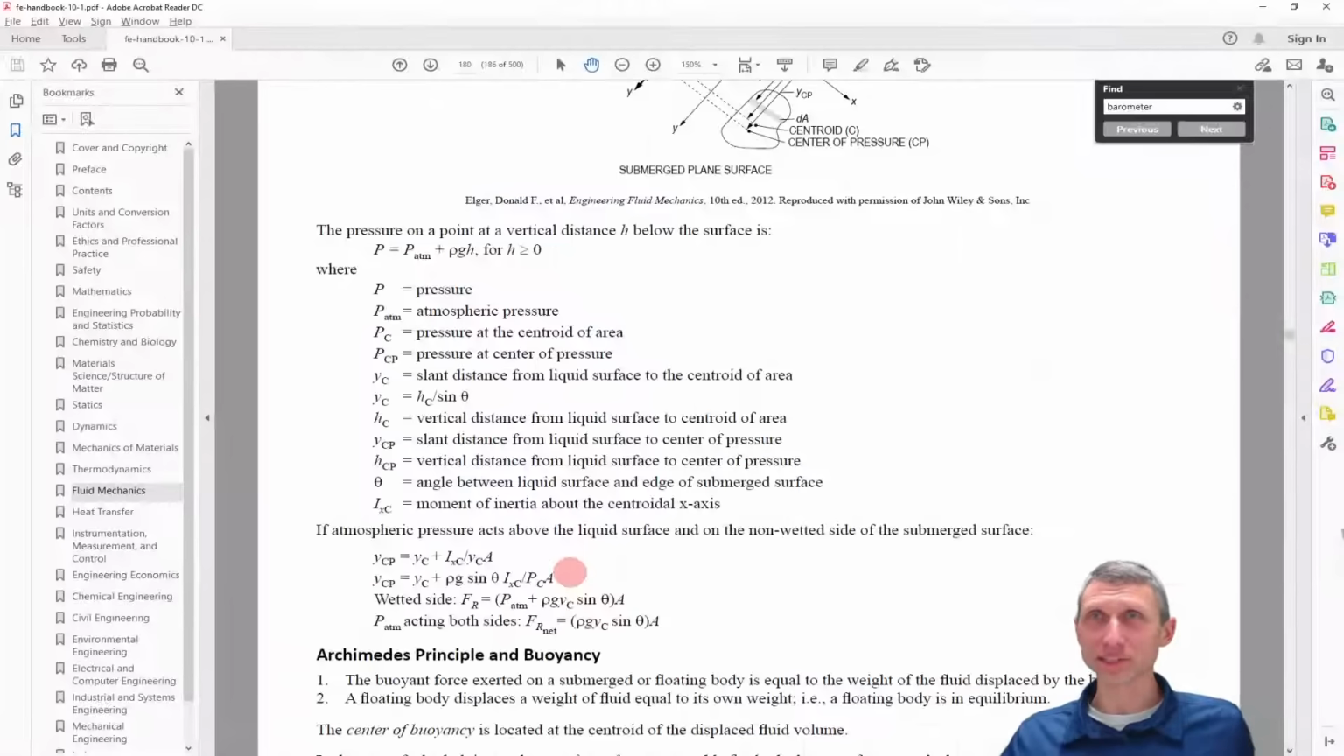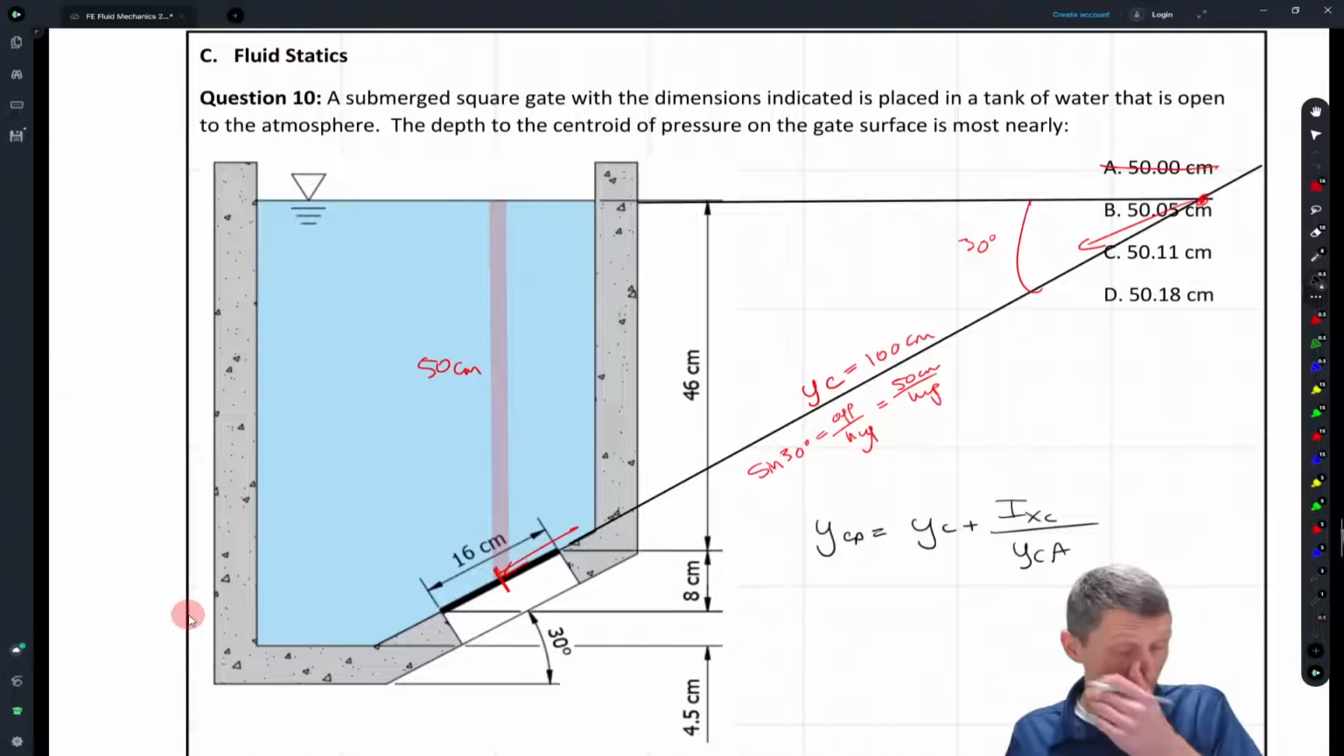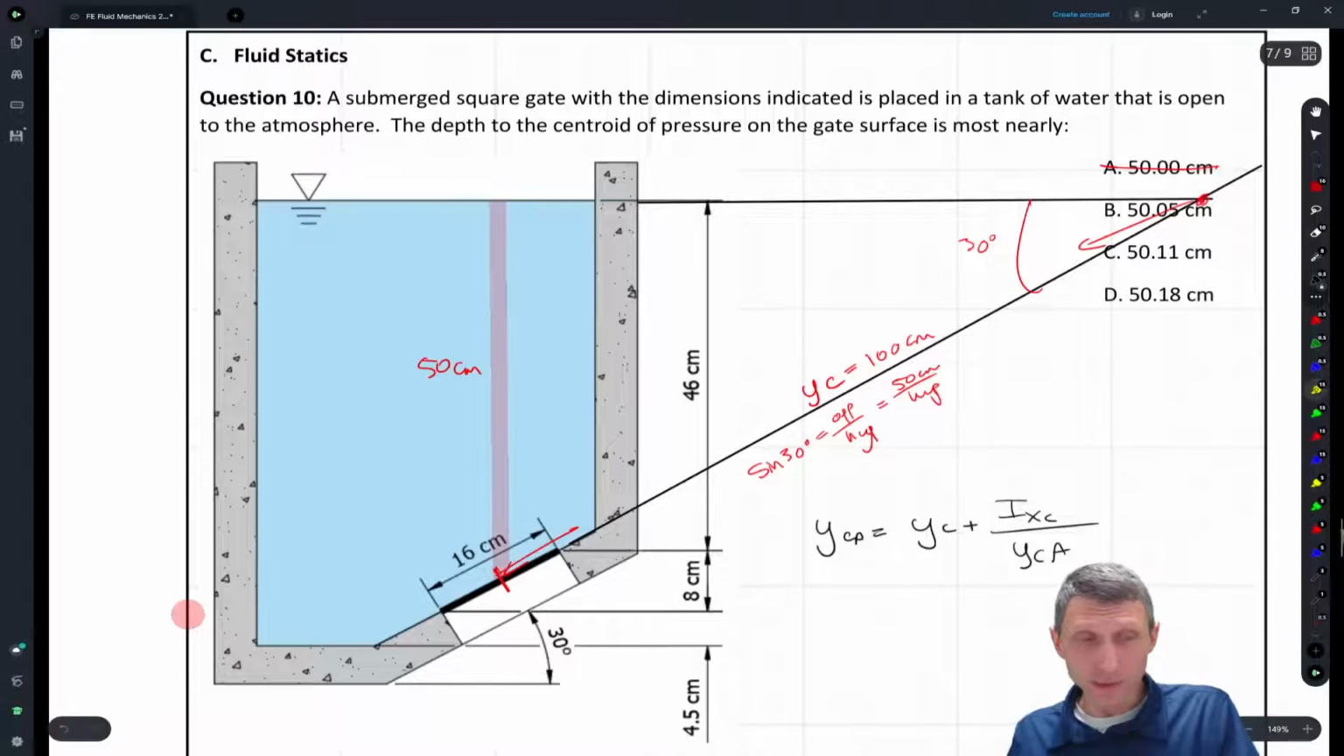Just take a look here for a second, because I don't like the way it's written. I think this should be in parentheses, personally, to make it more clear. But just know that if you get some answer that doesn't make any sense, take a look at the order of operations there. Okay, we already know one of these values. We already know Y sub C. That was easy to get.